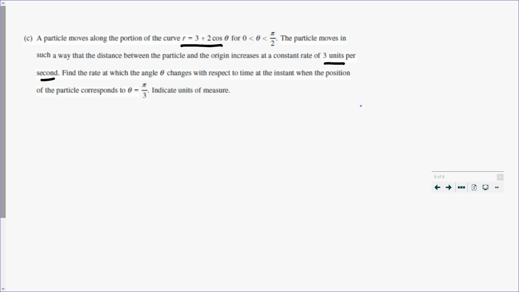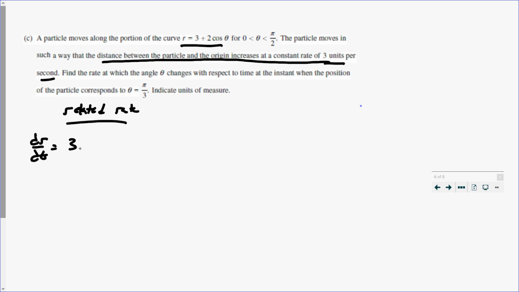Oh my gosh, you know what this sounds like again to me? That's right, this sounds like another related rate problem. So we want to find the rate at which the angle is changing. So this is a related rate right here. So let's see what we're given here. We are given that the distance between the particles is increasing. So they're telling us dr dt is 3 units per second. Now find the rate at which the angle is changing. So they're asking us to find d theta dt when theta equals pi over 3.